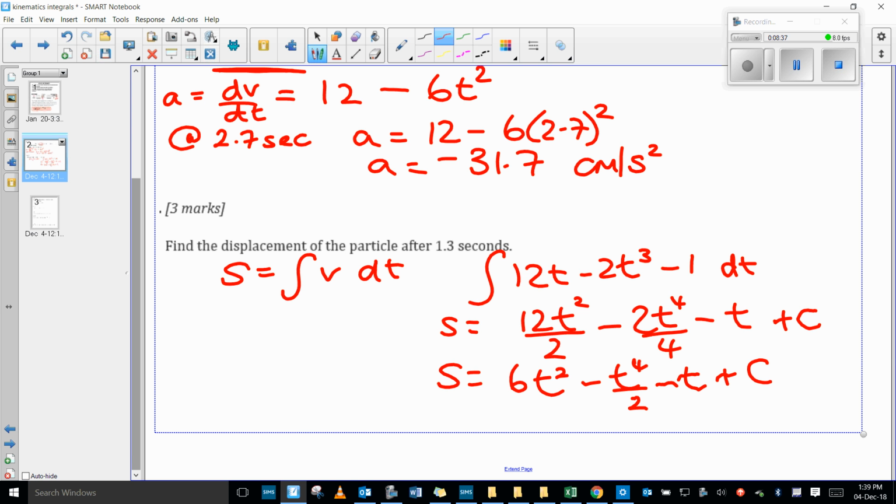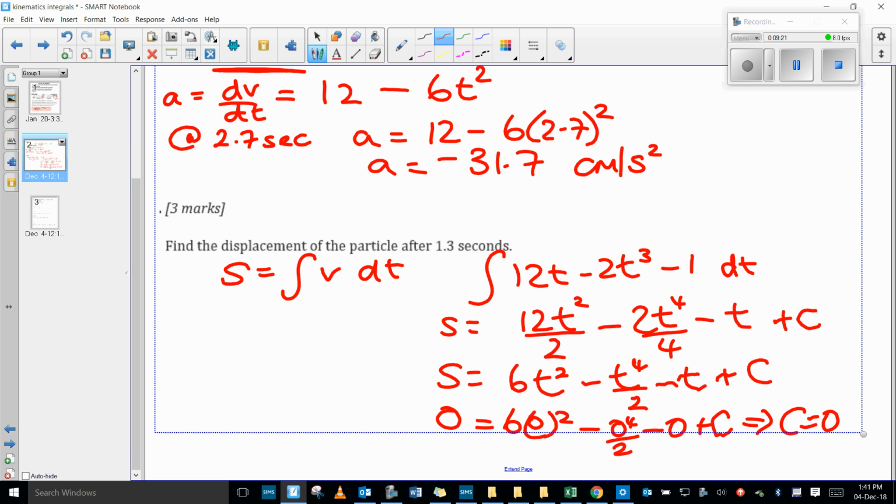Okay? Well, I'm thinking that the displacement of a particle when time is 0 is going to be 0. So if your particle hasn't started moving, then your displacement is going to be 0 when the time is 0. So if we substitute that in, we would say 0 equals 6 lots of 0 squared minus 0 to the 4 over 2 minus 0 plus c, which means that c is 0.